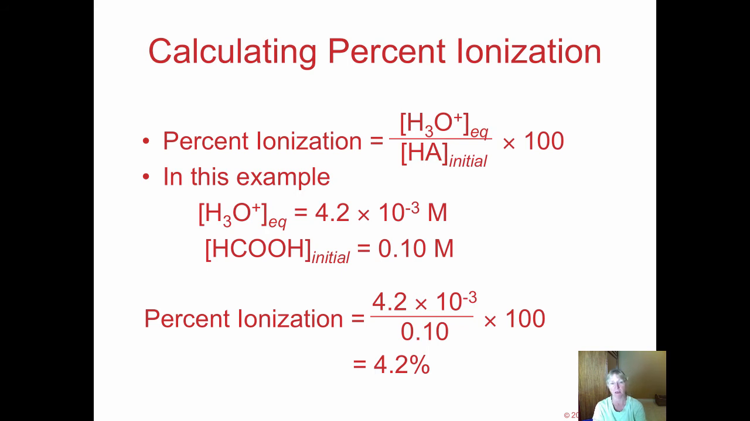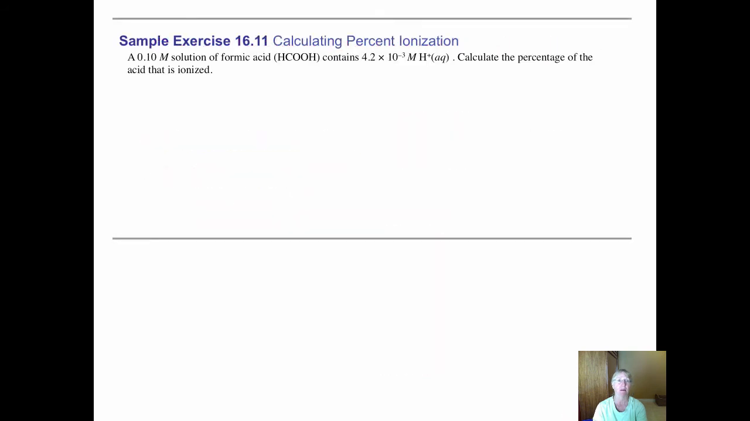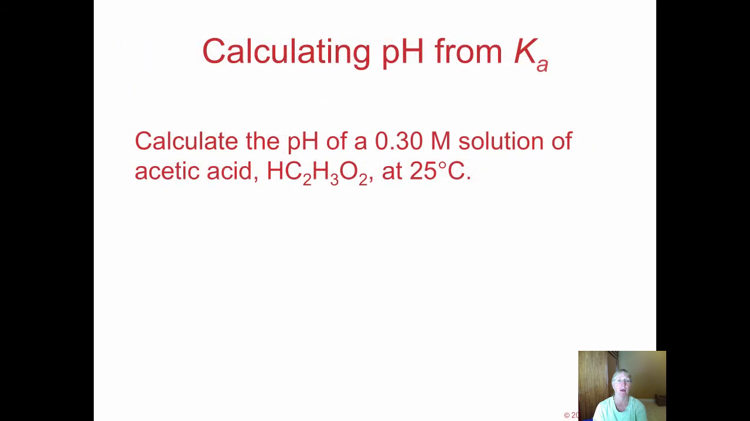So percent ionization is kind of a simple calculation, but we calculated that original hydronium ion concentration using the original value of pH. So hopefully you're comfortable with pH problems now. And this is that same problem again. 16.11 will be the sample exercise that corresponds to percent ionization if you would like to check the textbook. I'll do one last problem and stop this segment.